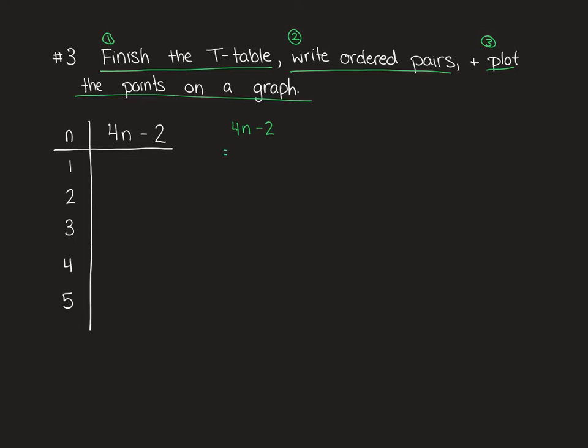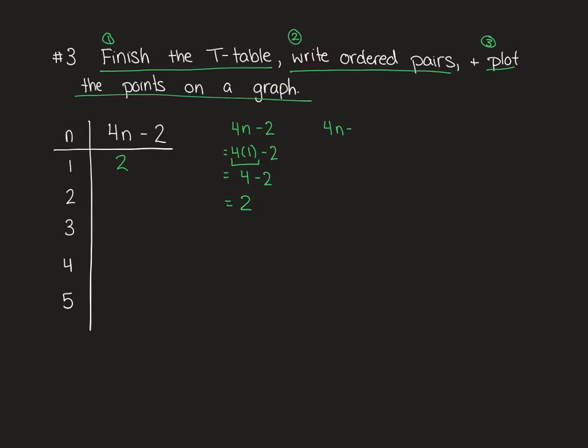So we'll start with number 1. So 4, replace the n with 1, minus 2. Remember, order of operations, we have to do 4 times 1 first, so 4 minus 2 equals 2, and that goes in our graph.